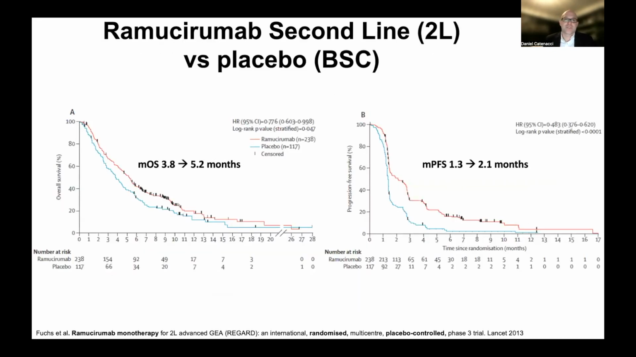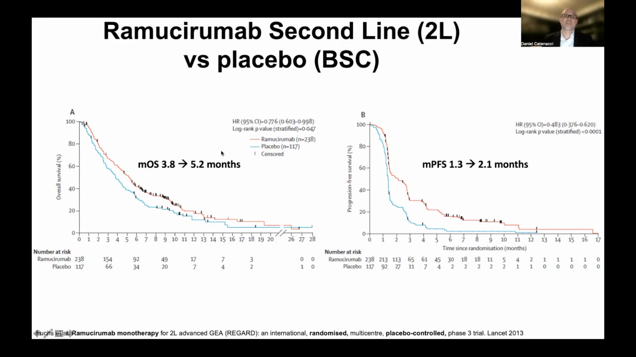Why placebo? So this is an example of a study to highlight why we use placebos. This is a study called the REGARD study, which was a second-line study in the era where second-line therapy wasn't a global standard to use. So after first-line therapy, the standard option was best supportive care. And so the control arm was placebo alone. And the investigational arm was ramucirumab, an anti-VEGF receptor 2 antibody.